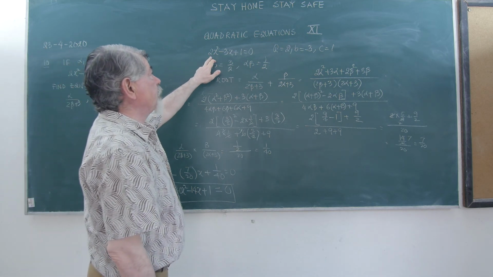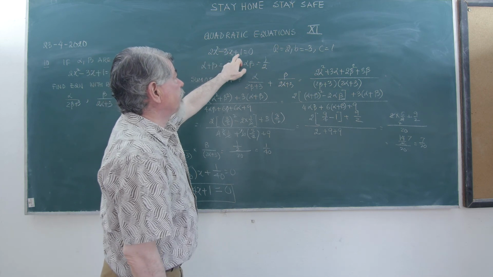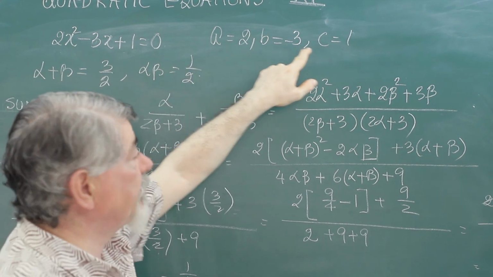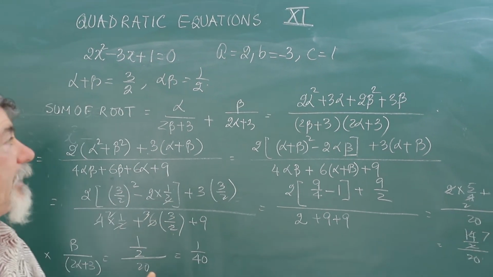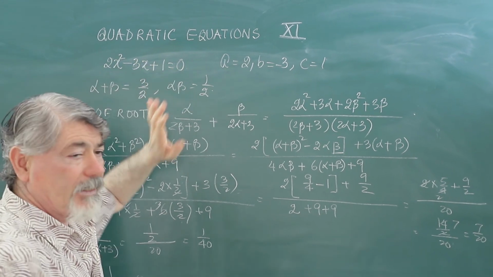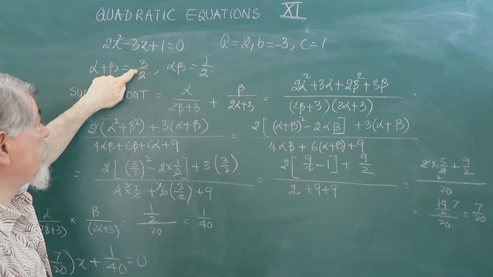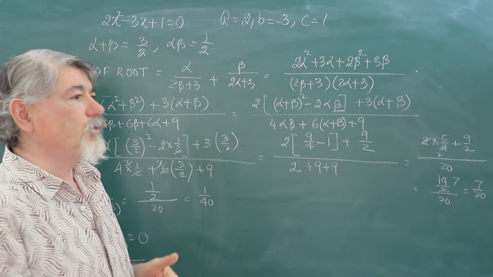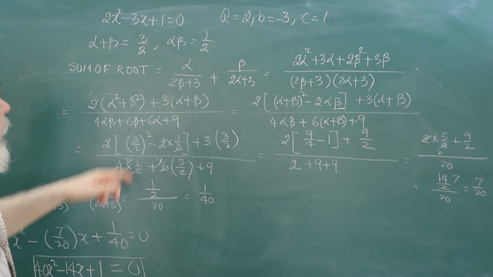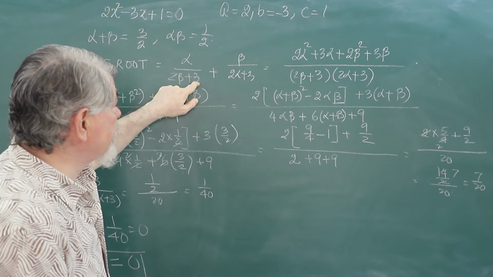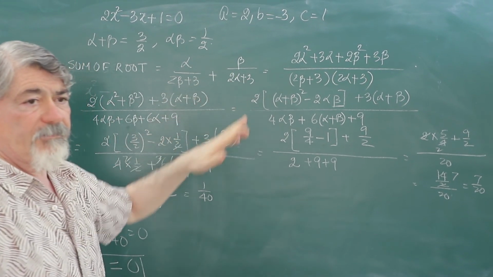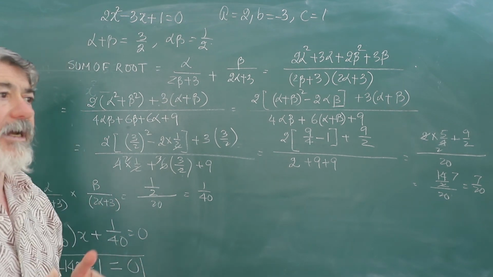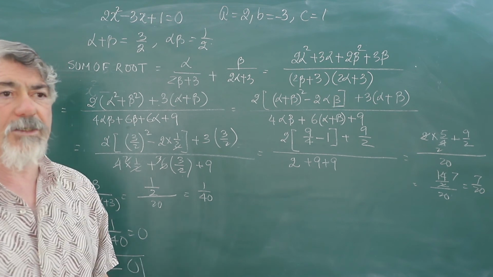He has given you an equation 2x square minus 3x plus 1 is equal to 0. I get the value of A as 2, B as minus 3 and C as 1. From this I'll get the value of alpha plus beta and alpha beta, which comes out to be 3 upon 2 and 1 upon 2. Now I have to frame another equation whose roots are given as alpha upon 2 beta plus 3 and beta upon 2 alpha plus 3. For framing any quadratic equation, I need the sum of the roots and product of the roots.